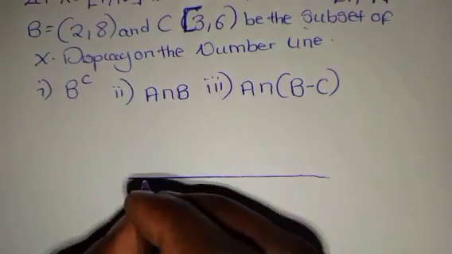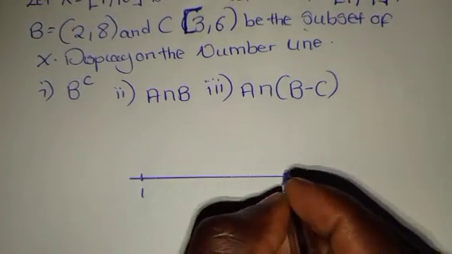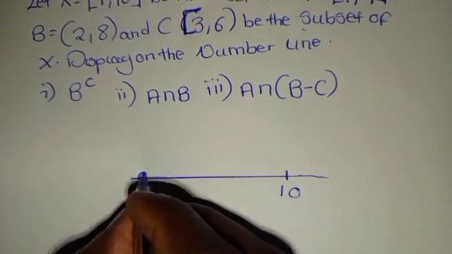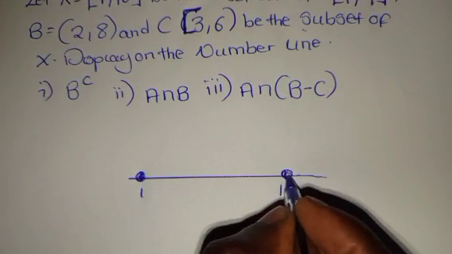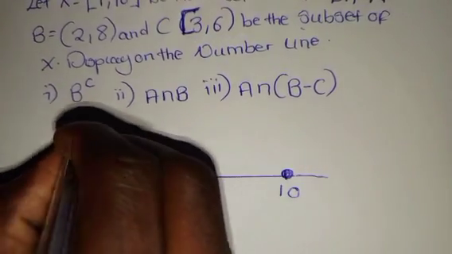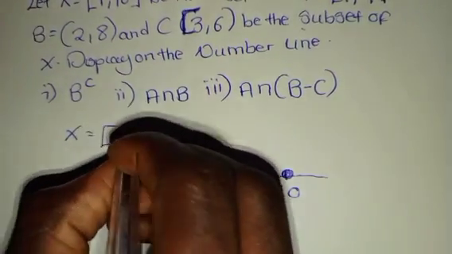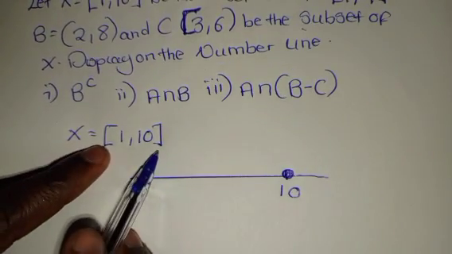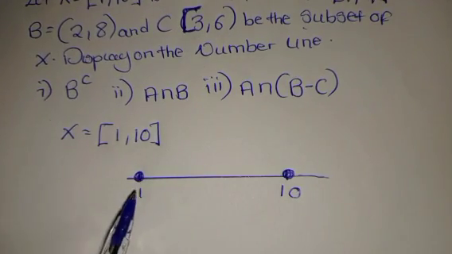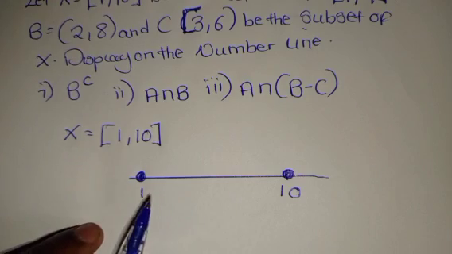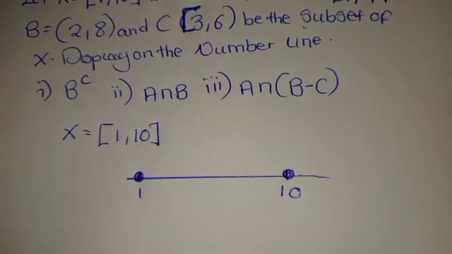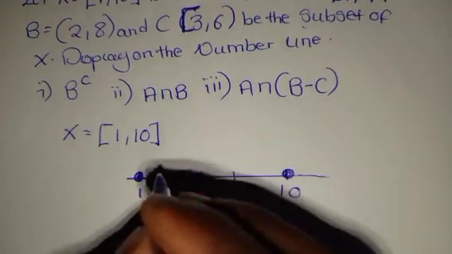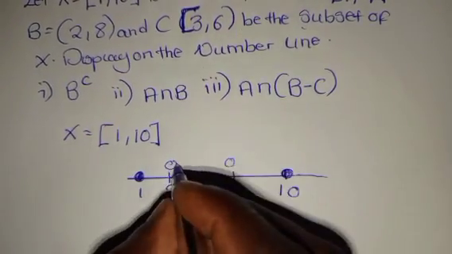Remember, we are having the universal set to be 1 and 10. So remember, these are closed intervals. Why? Because they have said so. Remember, the universal set in this case is 1, 10, like that. So immediately now we have such which is like this. Remember, they want B complement, but what is B in this case? B is 2 and what? 8, and B is having open intervals.